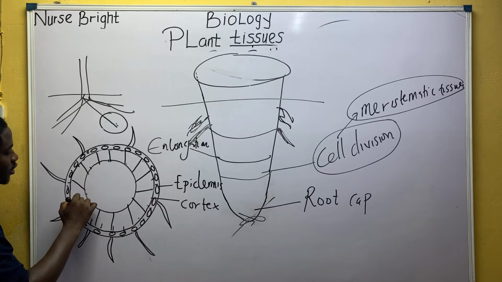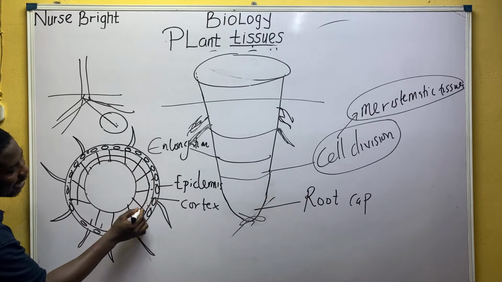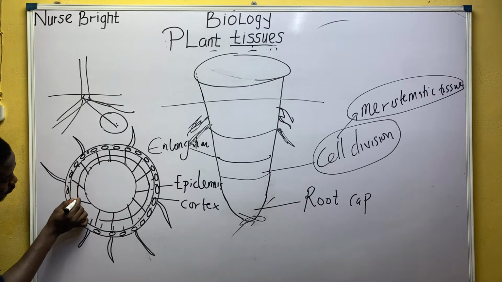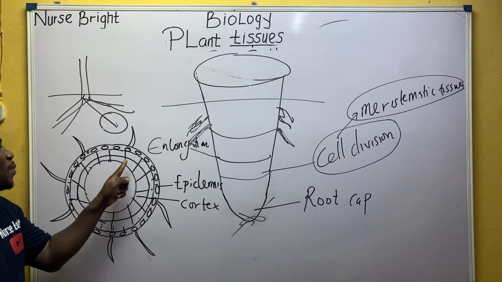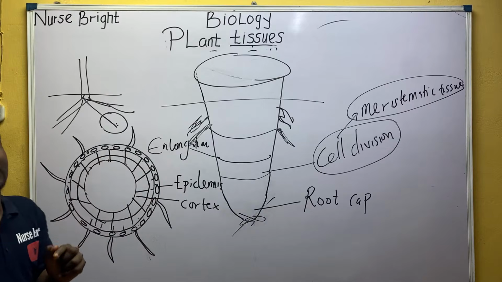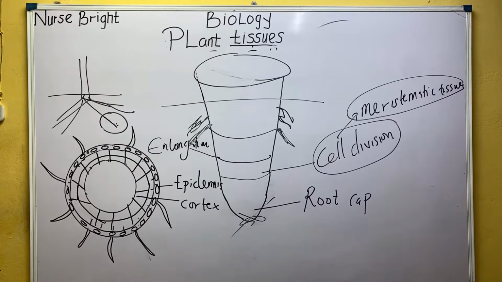I said that it helps in gaseous action, right? Like gas movement. This cortex helps in what? Gas movement. Why? Because of all these air spaces. They help in the movement of gases in the root. They help in movement of gases in the root, guys, very important.